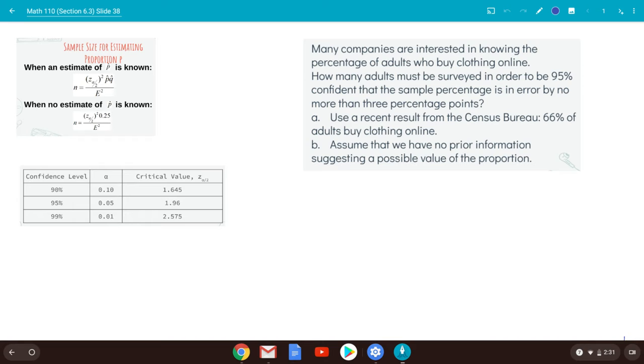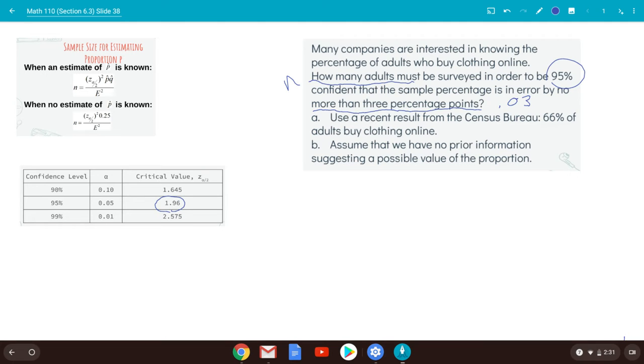So it says many companies are interested in knowing the percentage of adults who buy clothing online. How many adults, right, that represents n, must be surveyed in order to be 95% confident? That percentage is going to help us get our magic z value. That the sample percentage is in error by no more than 3 percentage points. So remember, 3% as a number is 0.03. 0.3 would be 30%.